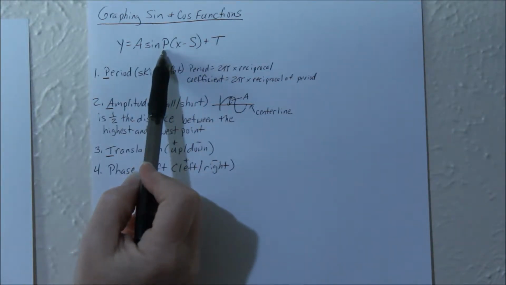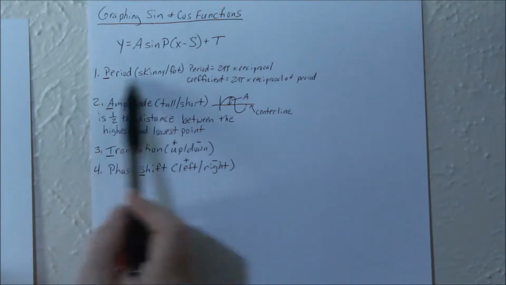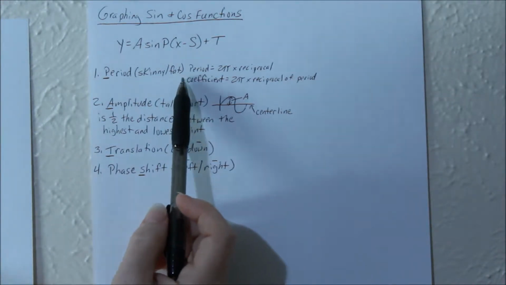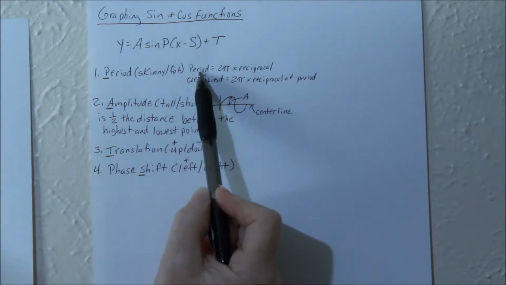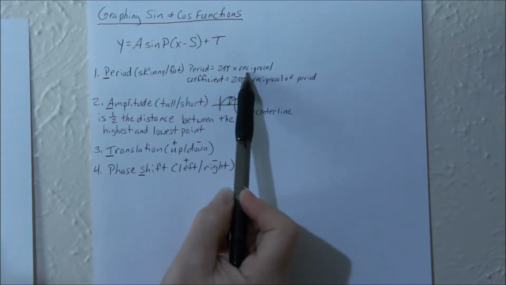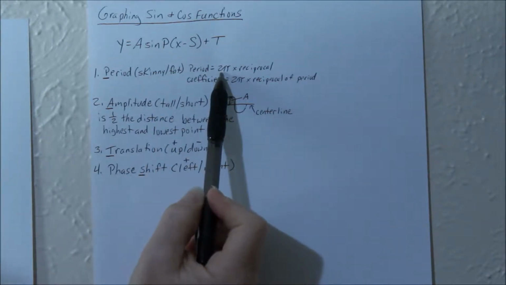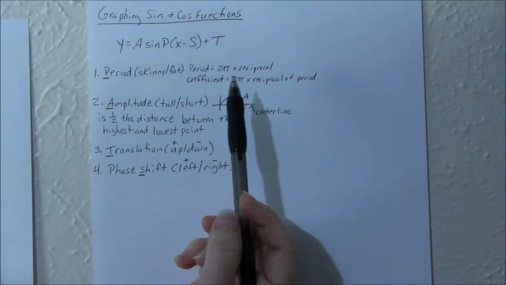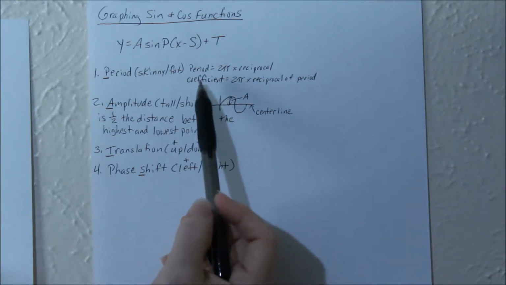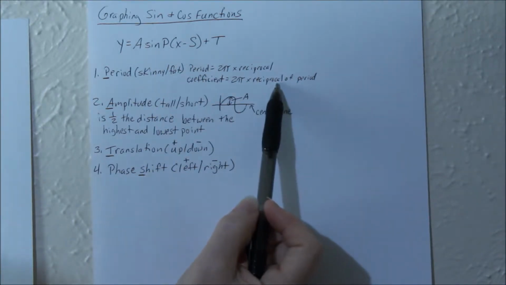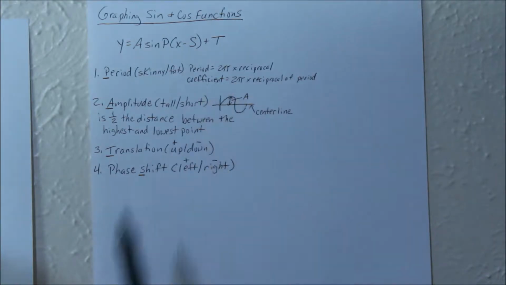If you have a number after sine or cosine but before your x, that number tells you that you have a period change. Period change tells you how skinny or fat your curve or your graph will be. The period will be 2 pi times the reciprocal of that number. So you take the reciprocal of that number, multiply it by 2 pi, that's your new period. If you have been given the period and you want to find the coefficient, then you take the reciprocal of the period, multiply it by 2 pi, and that will give you the coefficient.